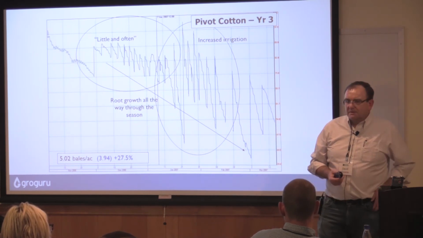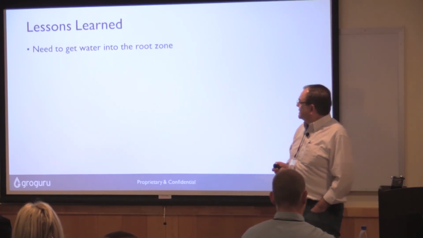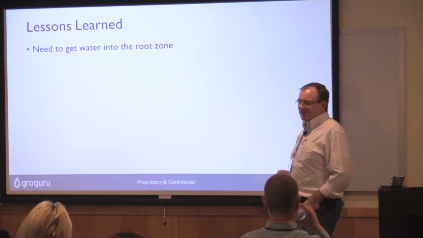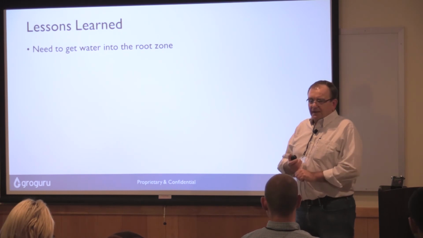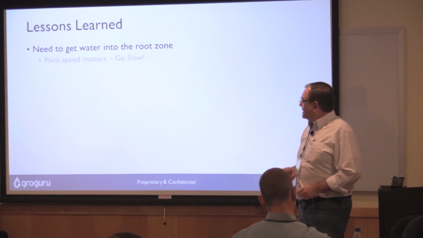But I think we've got a little bit of time for questions, because I believe lessons learned. This is not in the book, so don't go looking for it. Yeah, we need to get water in the root zone. So you've got to go slow. You've got to build a big root zone, and you've got to get water in there.